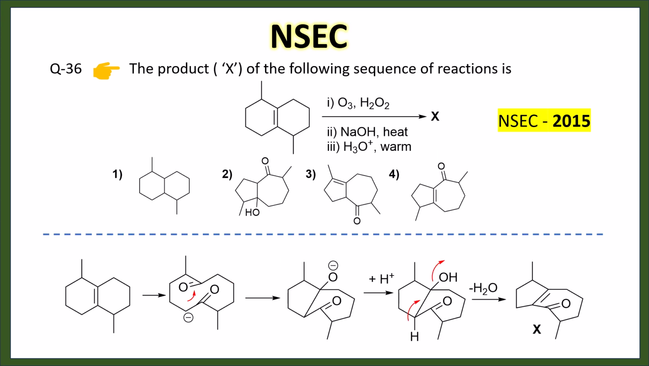Now question number 36: we have to find the product X of the following sequence of reactions. Let's do that. Here ozonation gives this diketone, further reaction with sodium hydroxide gives an aldol reaction, and then dehydration, then protonation and further dehydration gives this product X. So this is the correct answer.